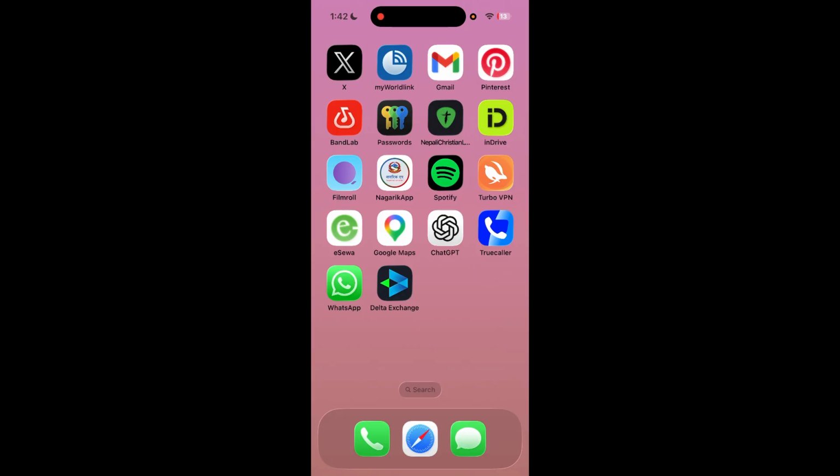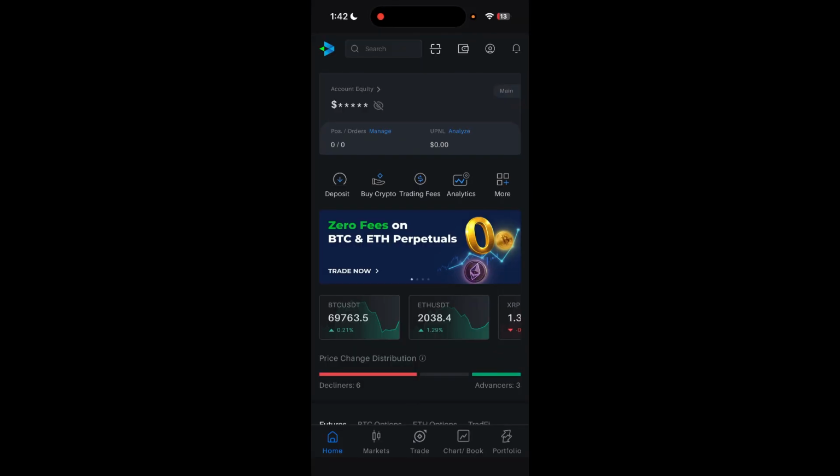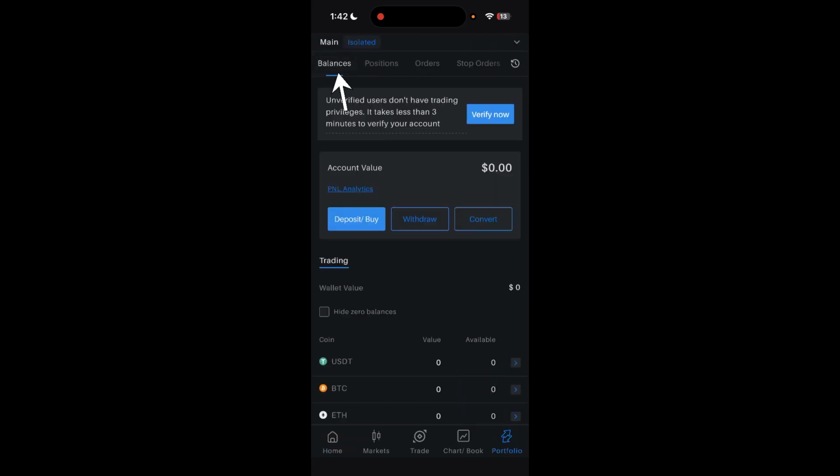Open your Delta Exchange app on your device and make sure to log in with a registered email and password, and complete two-factor authentication if enabled. So what you can do is, on the bottom right we can find this Portfolio. Select this Portfolio here and go under Balances. Under this balance, you need to deposit funds to your account.